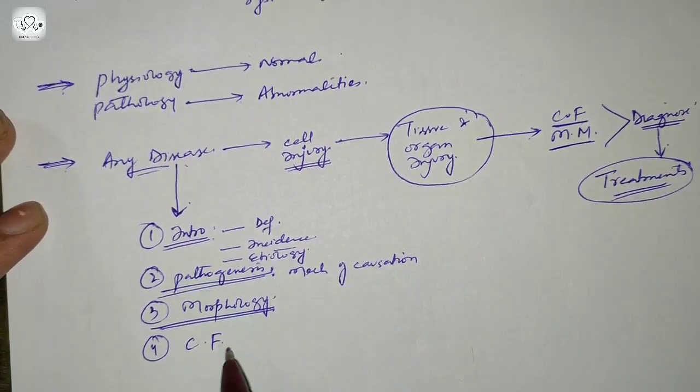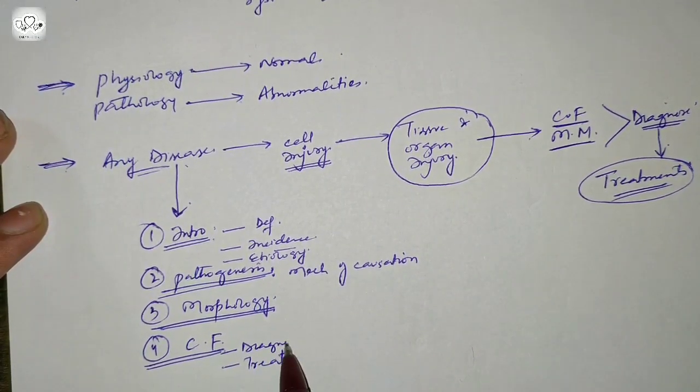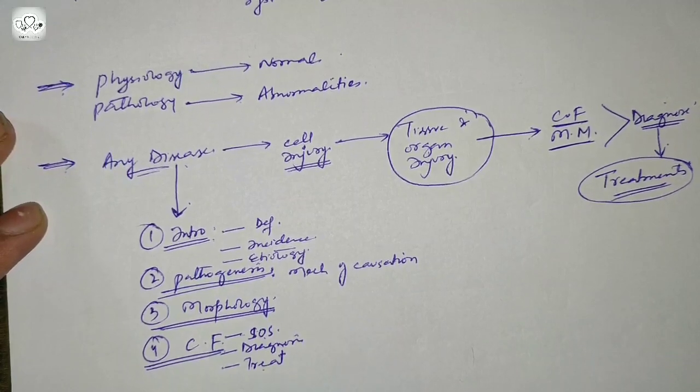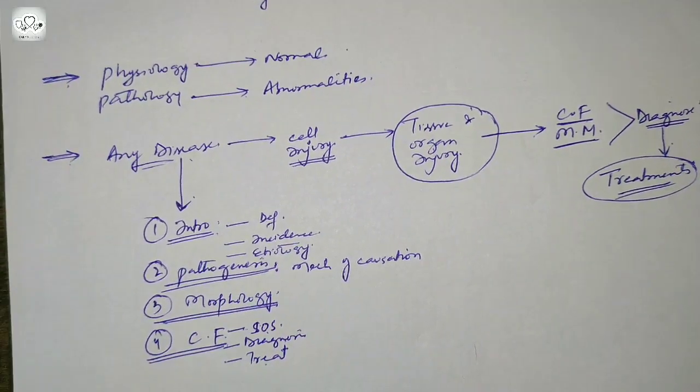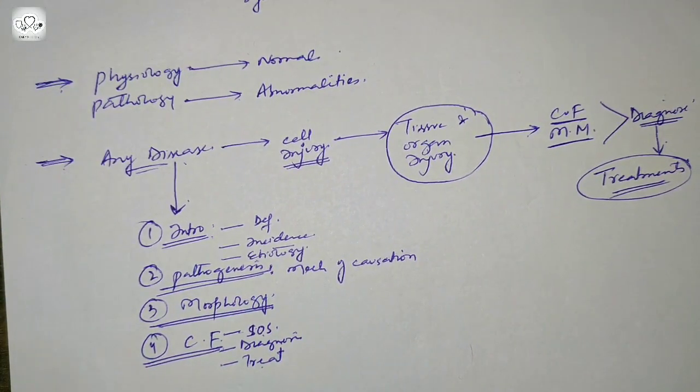And finally we'll talk about the clinical features of a disease, which will be followed by diagnosis and then treatment. Alright, signs and symptoms, then diagnosis, and then we'll go for treatment. This is the general overview. So I hope the basis is clear to you.